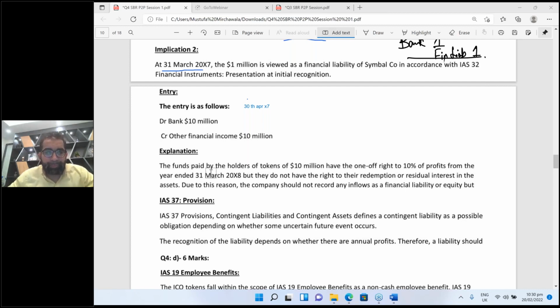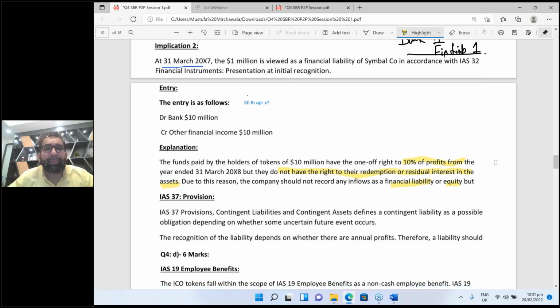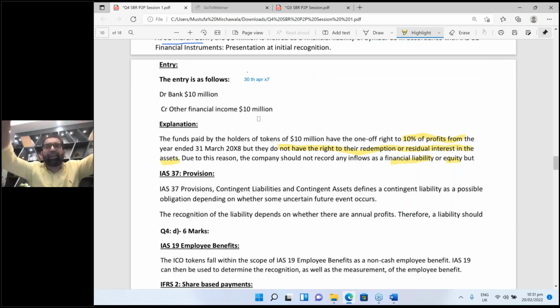The funds paid by shareholders of token, 10 million, give them a right to this 10% profit for the year ended 31st March X8, but they do not have a right to redemption or a residual interest in the assets. Due to this reason, the company should not record the inflows as a financial liability or equity, but should record it as income. That's why I make the entry bank debit and financial income credit, because there was no obligation and there were no equity rights.